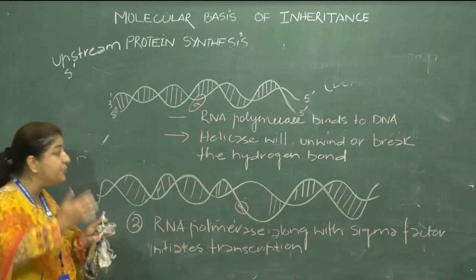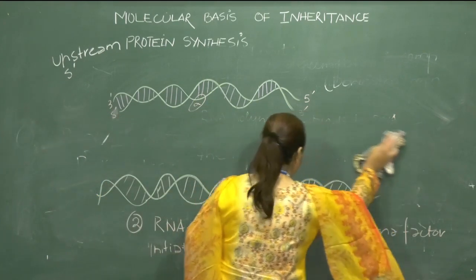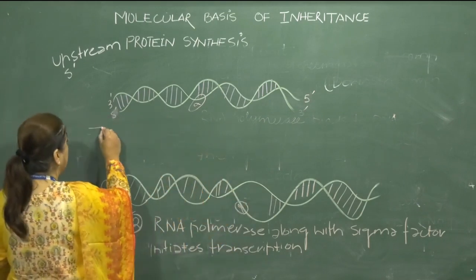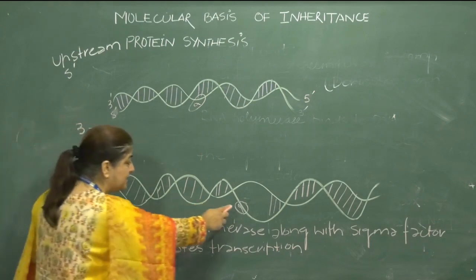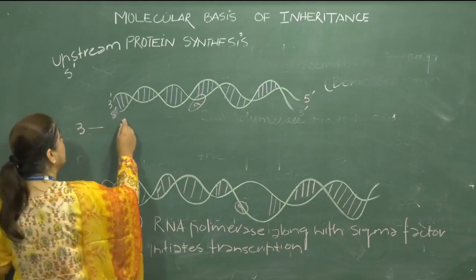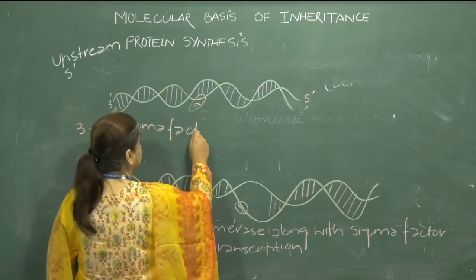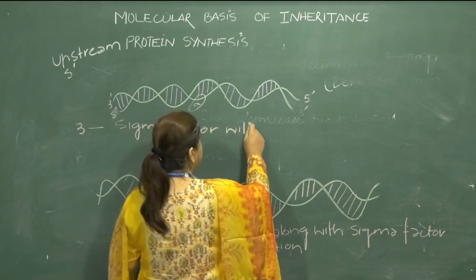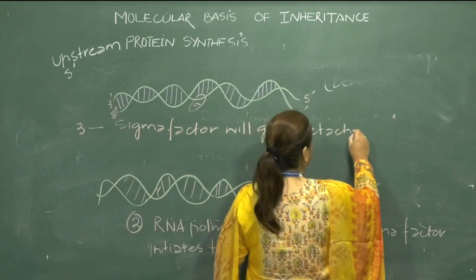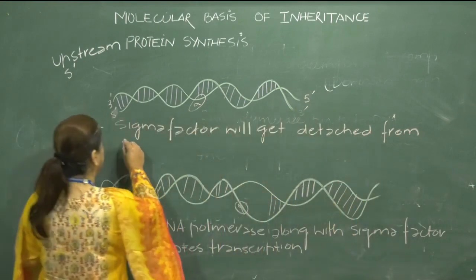Once transcription is initiated, what happens in the third step? The sigma factor will immediately get detached from the RNA polymerase. The sigma factor will get detached from the RNA polymerase.